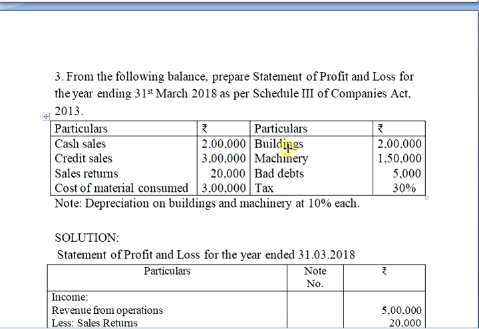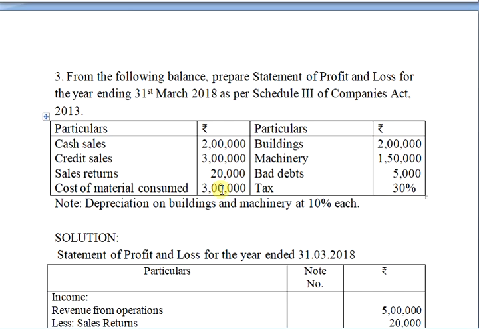My dear students, here you can see the particulars and rupees. Cash sales is given as 2 lakhs, credit sales is given as 3 lakhs. Sales here means revenue from operations, but two sales are given here. Cash is also there, credit is also there. So we need to consider cash sales as well as credit sales. Overall how much does it become? 5 lakhs. So this 5 lakhs becomes what here? Revenue from operations. Again, less sales returns is also given. We need to deduct this from where? From the income. From the 5 lakhs of revenue from operations, deduct sales returns of 20,000.